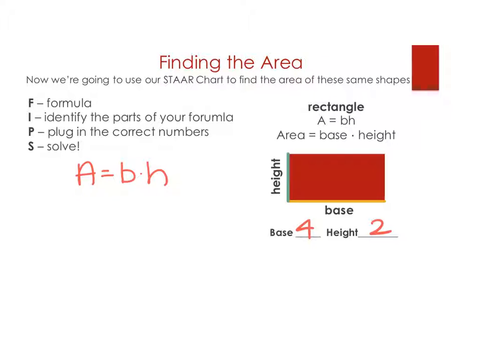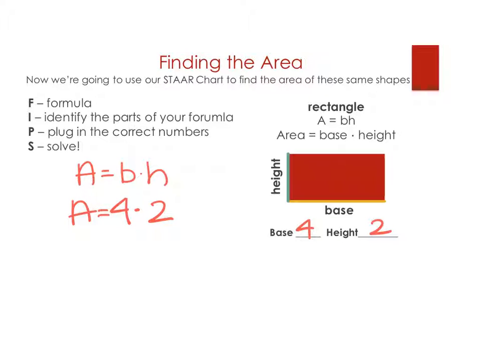All right, so now that I have identified the parts of my formula, I'm now going to plug in the correct numbers. So we said that B equals what? Base equals 4. I'm going to write a 4 underneath. H equals 2. Write a 2 underneath. Bring down my multiplication sign. Bring down my equal sign. Bring down my A. Okay?